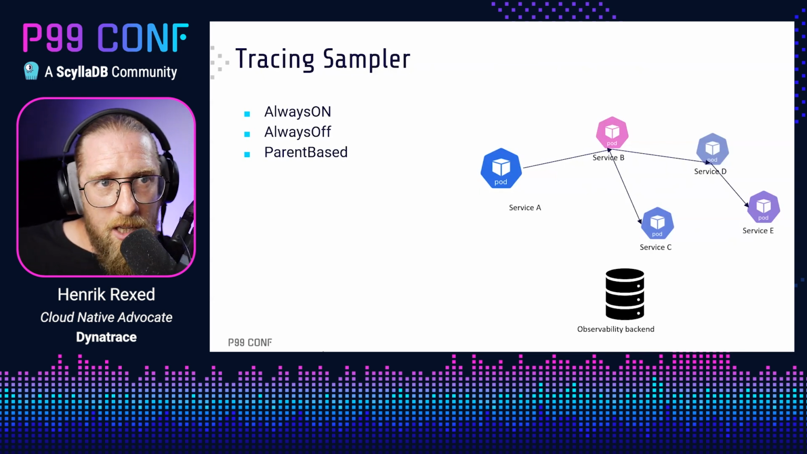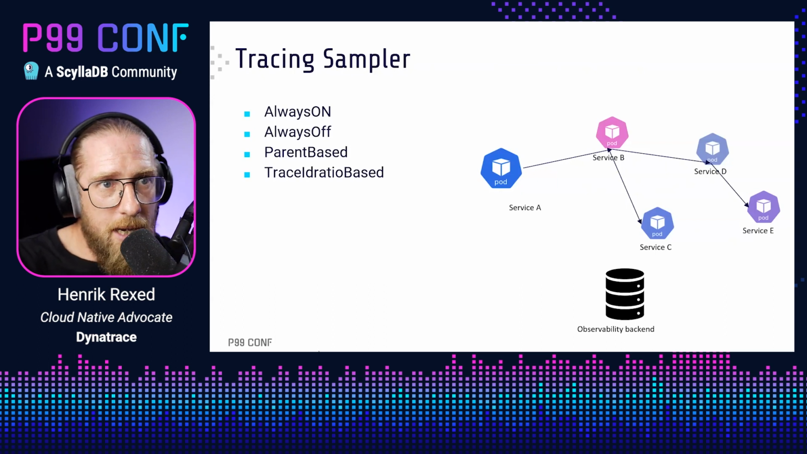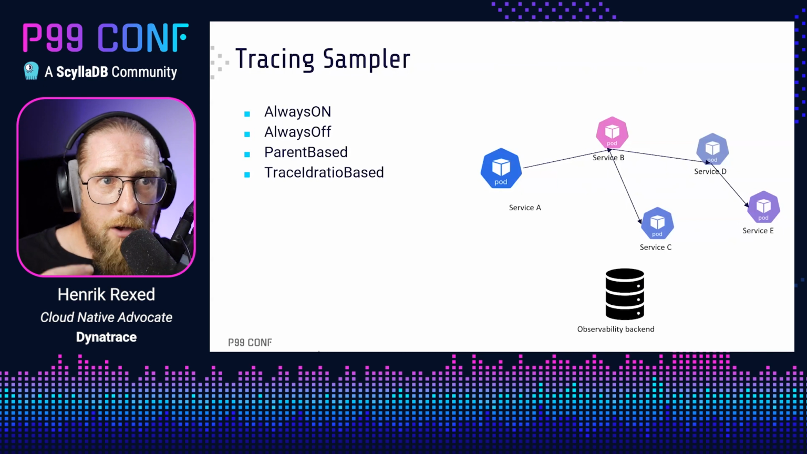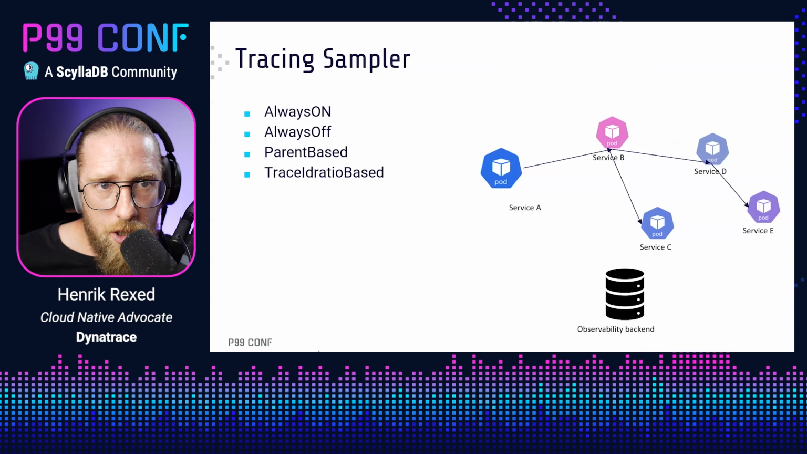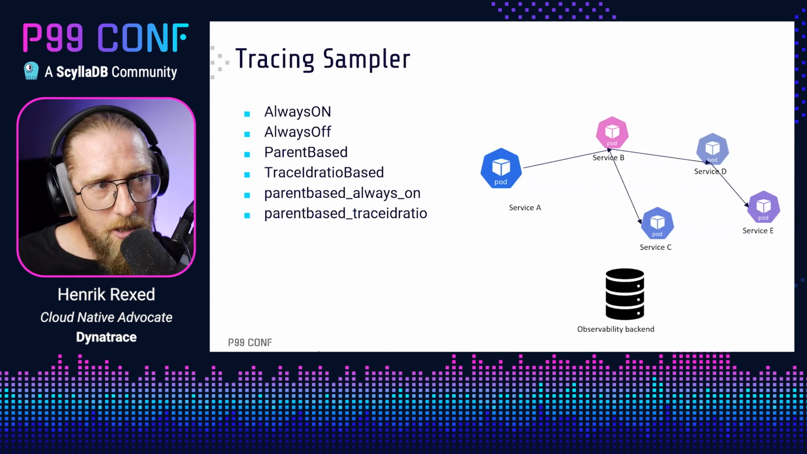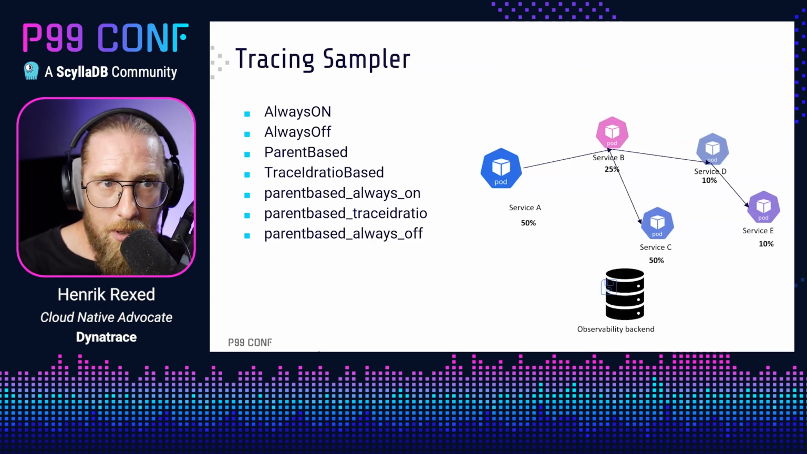So to avoid having the noise of the health checks, the readiness checks that may happen in the background of your service. Then you have a trace ID ratio. So you define, okay, I want to have 20% here, 30% here, 10% here. So you define a percentage of how much data you want to send back to your observability solution. And last, there's a combination of parent-based and always on, parent-based trace ID ratio, and parent-based always off.